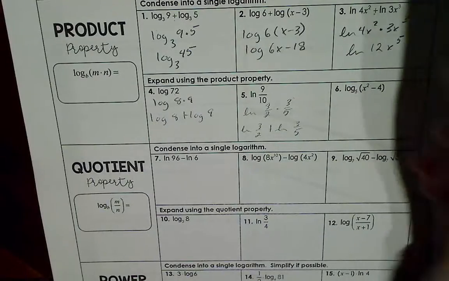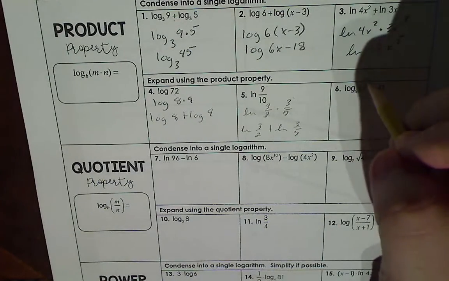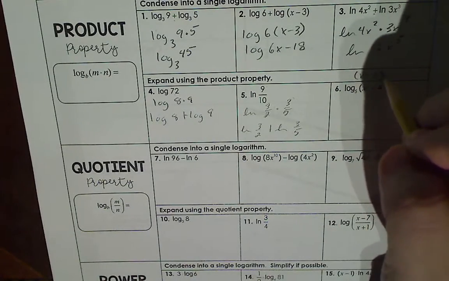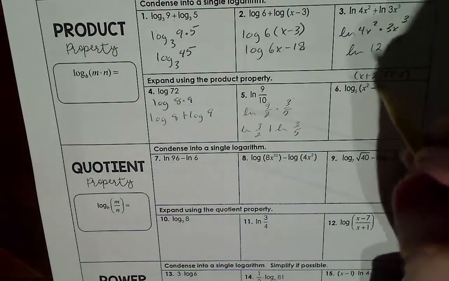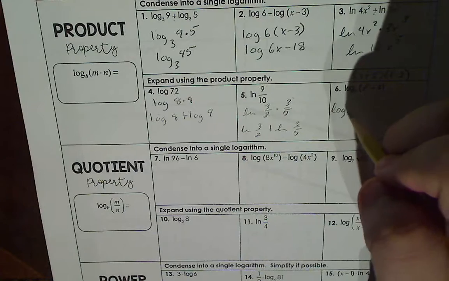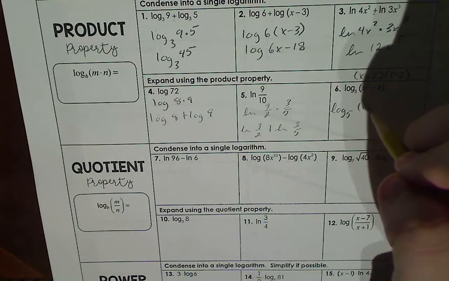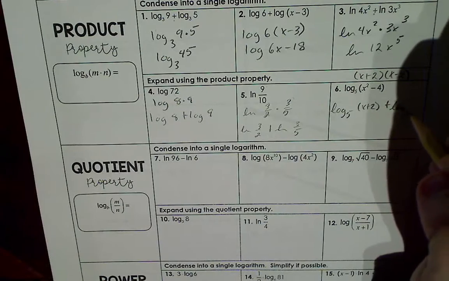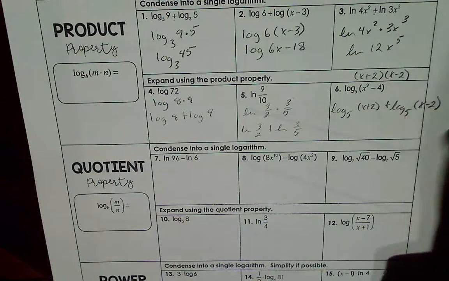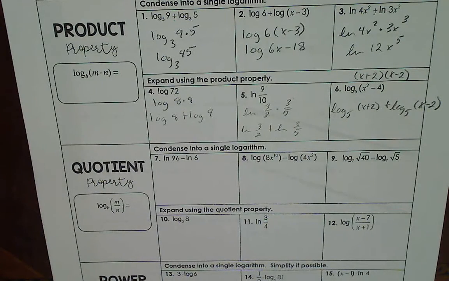This one right here, this is called difference of squares. That means that this is going to be x plus 2 and x minus 2. So I can rewrite this as log base 5 of x plus 2 plus log base 5 of x minus 2. And that's product property.